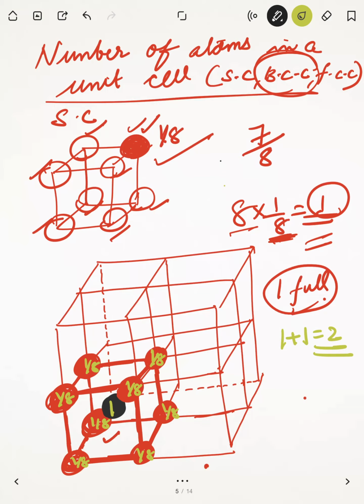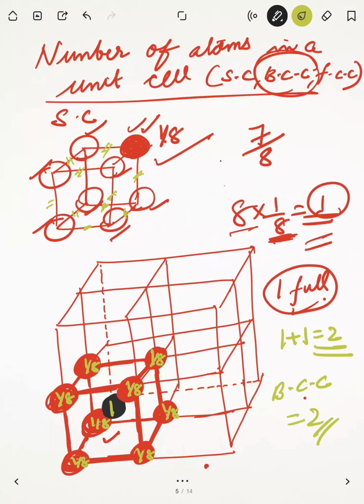Now let's come to face centered cube. First, the number of atoms present in a simple cube, primitive. Actually these edges are imaginary edges, we call it the edge length, imaginary lines drawn. So in the case of a simple cube, the total number of atoms is 1. In the case of BCC, body centered cube, the total number of atoms is equal to 2.